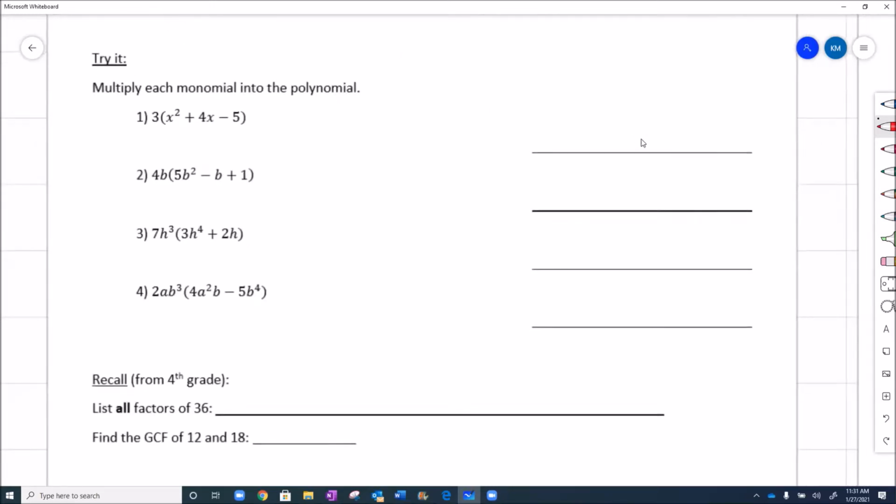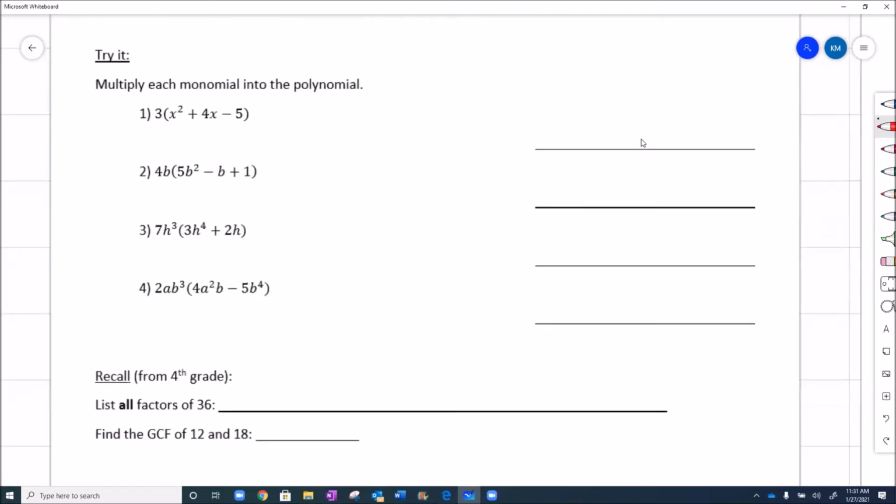Okay. So here it says multiply each monomial into the polynomial. And so we're just distributing this. 3 times x squared, 3x squared. 3 times 4x, 3 times 4, 12x. 3 times negative 5, negative 15. Okay, easy enough. We're distributing a constant. Not too much to think about.